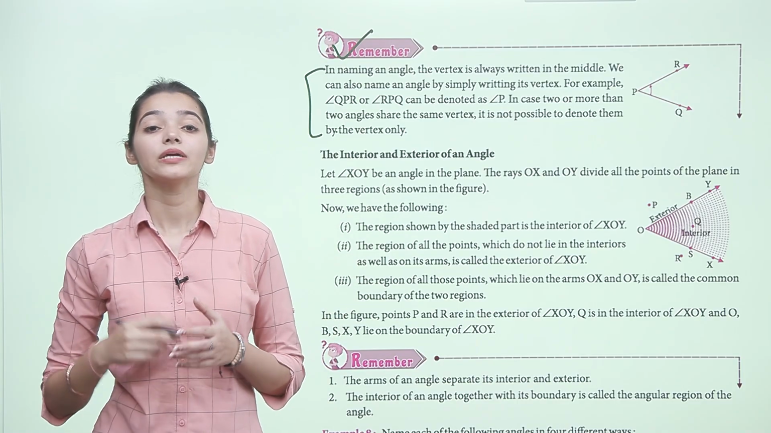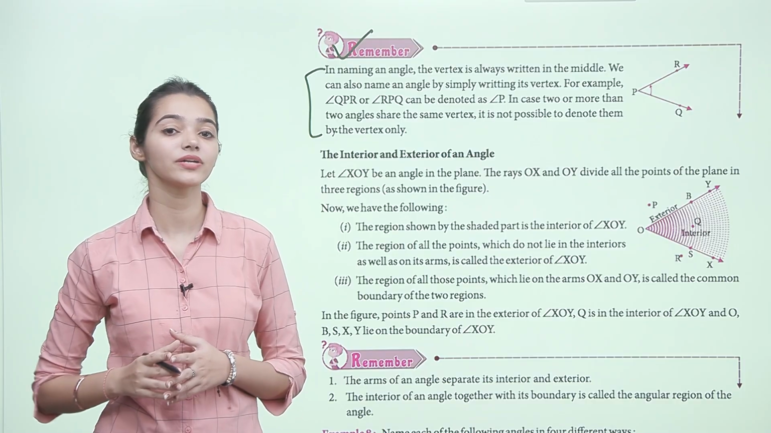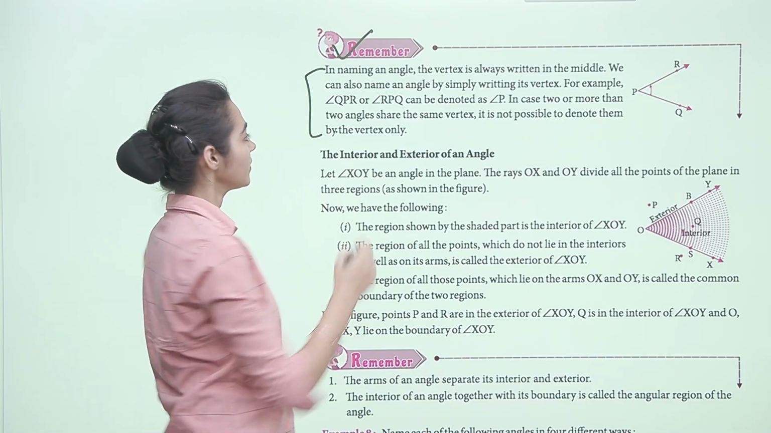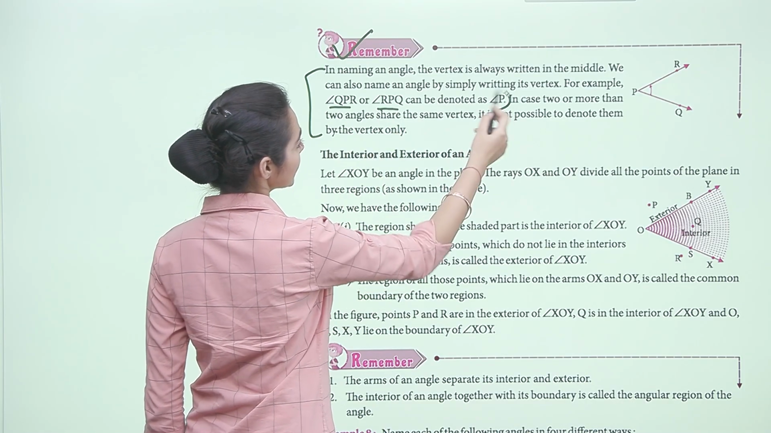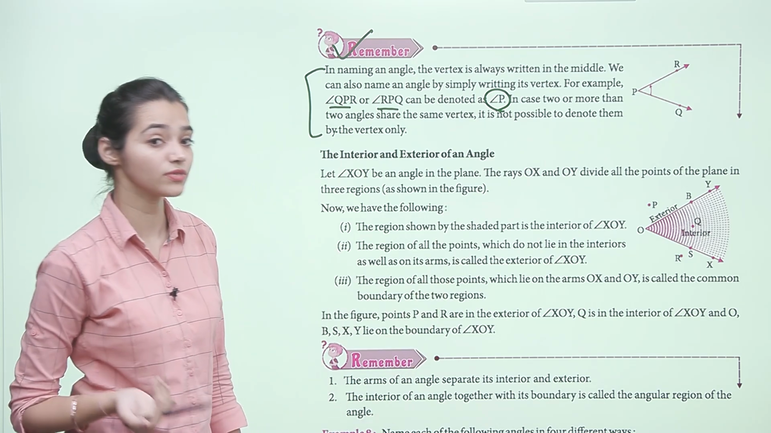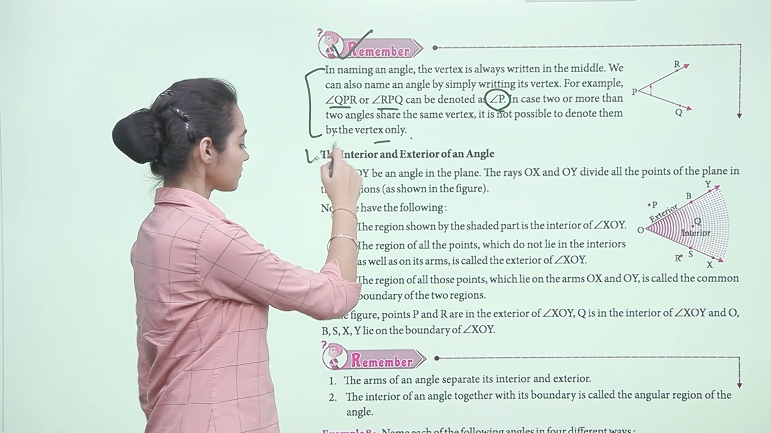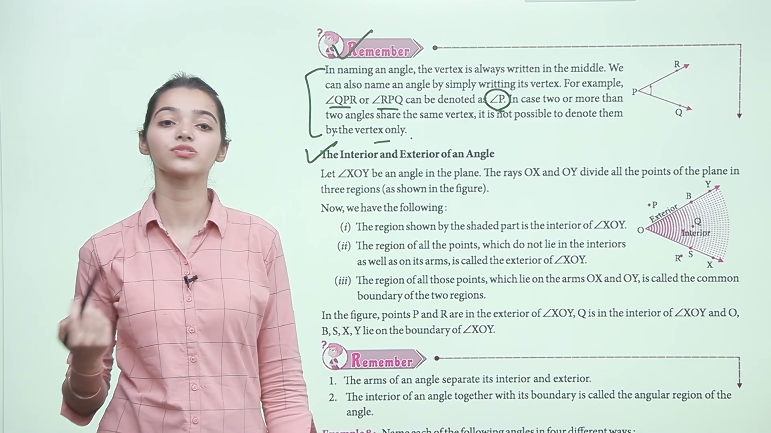Now always remember, in naming an angle, the vertex is always written in the middle. We can also name an angle by simply writing its vertex. For example, angle P can be denoted as angle P. In case two or more angles share the same vertex, it is not possible to denote them by the vertex only.